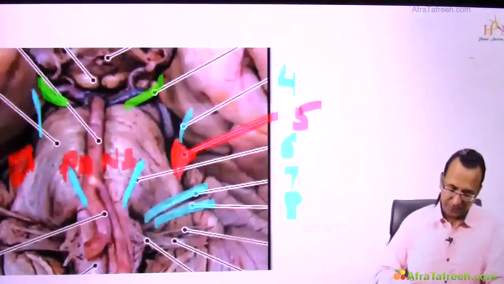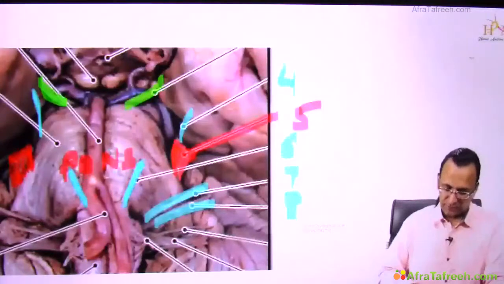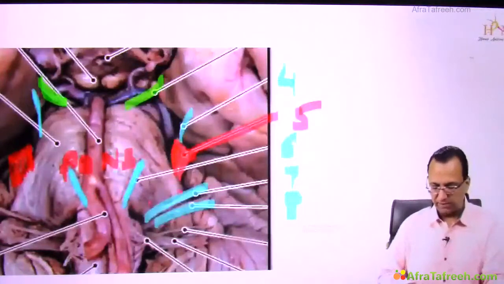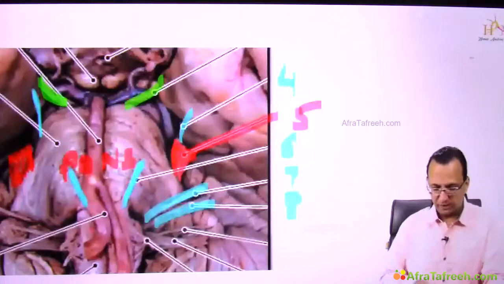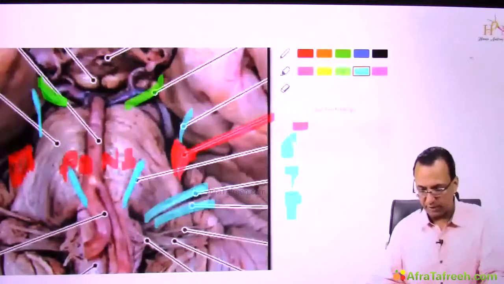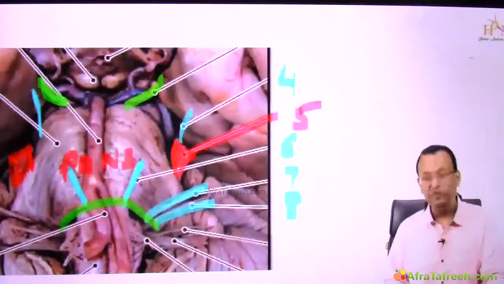As you can see, this is the 6th nerve, which is near the midline. Then there is the 7th nerve, which is more lateral. There is the 8th nerve, which is still more lateral. They are all at the pontomedullary junction, because this is the pons and this is the medulla. So this is the pontomedullary junction. You can mark it here.